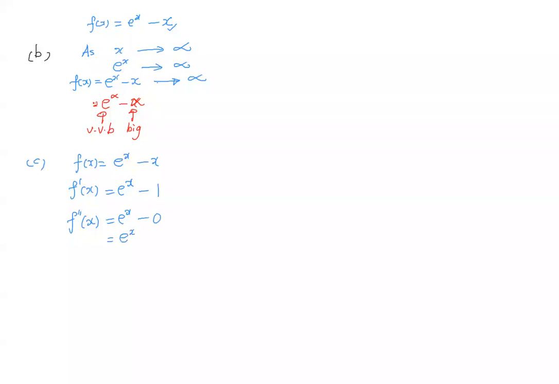So whenever I see e to the power of something, straight away in my mind, I remember that e to the power of anything is always greater than 0. So when I draw this sign diagram, I can draw it very quickly. f double prime x will never become 0. It's always positive.